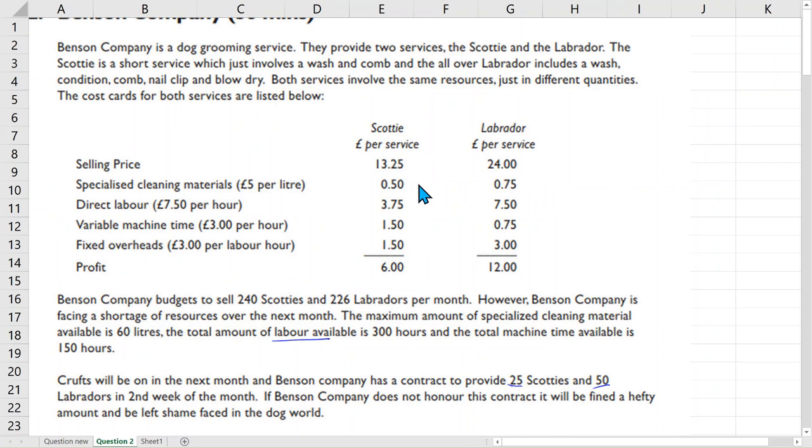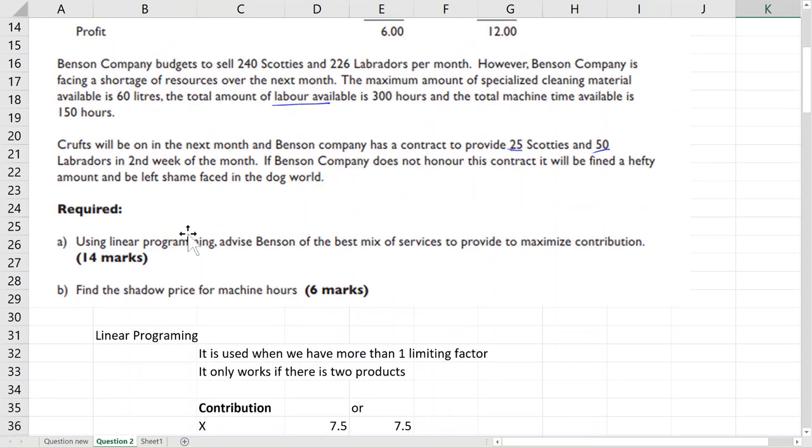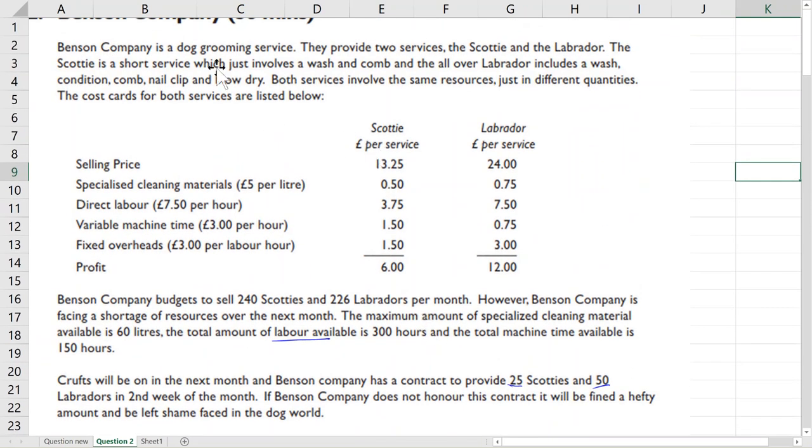Okay, we have another question. A requirement: using linear programming, advise Benson of the best mix of services to provide to maximize contribution, and then find the shadow price for machine hours. Benson Company is a dog grooming service. They provide two services, Scotty and Labrador.